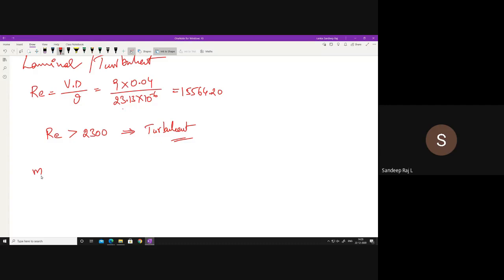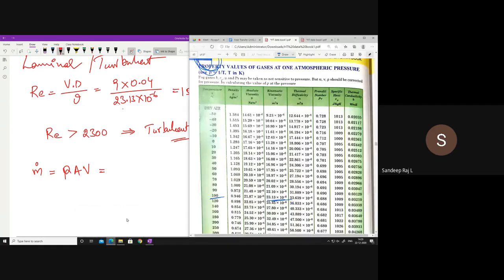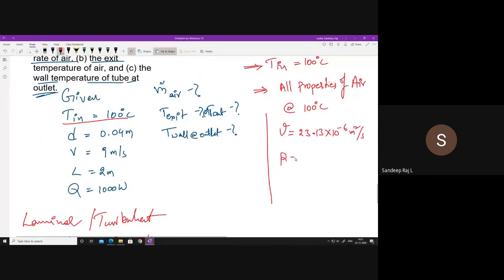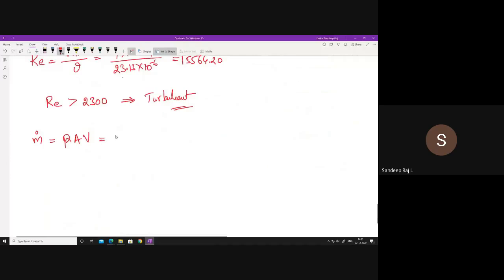What is the formula for mass flow rate? m dot is equal to rho A V. You can use that. Do you know the rho value? You don't know. You have to get it from the data book. The rho value is 0.946 kg per meter cube. Take it 0.946.